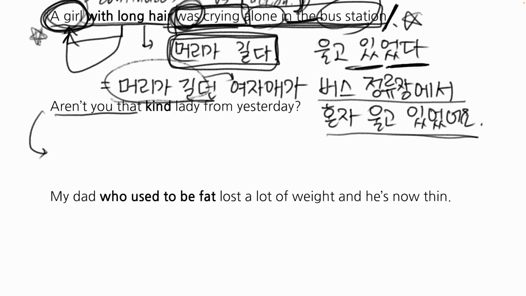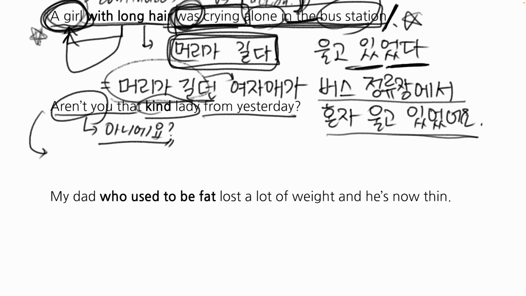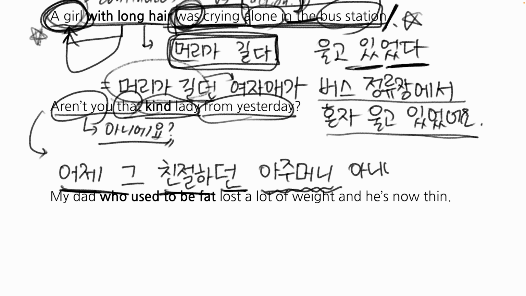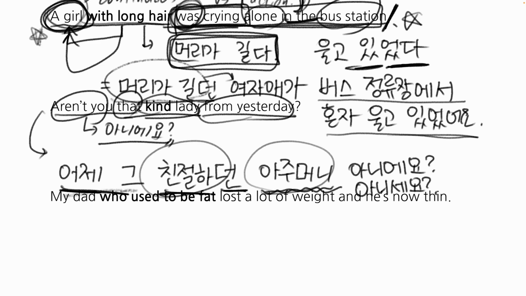그리고 the second one, aren't you that kind lady from yesterday? For aren't you, you can use 아니에요. It can be at the end, right? So 어제 from yesterday, 어제 that kind lady. 어제 그 친절하다 means kind. 친절하던 for lady, let's use 아주머니. 아주머니 is a middle-aged lady. So 아주머니 that was kind yesterday. 아니에요? Or if you want to use honorific, you can say 아니세요. 어제 그 친절하던 아주머니 아니세요? You can use the past tense modifier of adjective because you're talking about the 아주머니 that you recollect from yesterday, from the past. So you can use a past tense form of adjective.